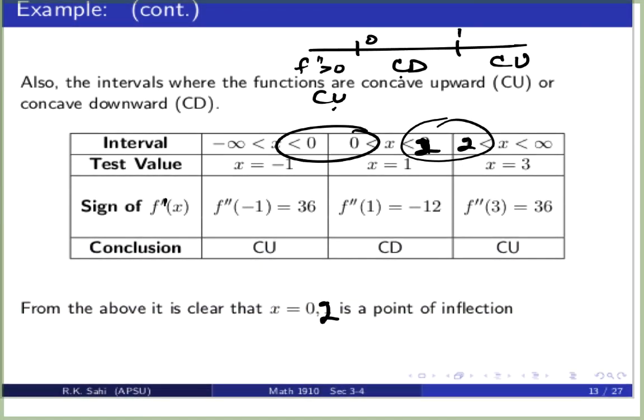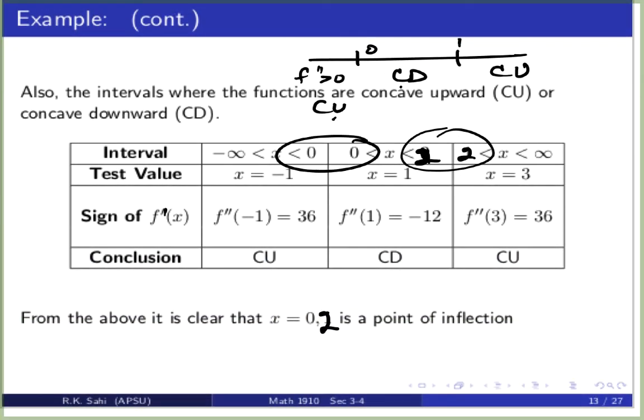Okay. So, glad I found this mistake. Let me correct it here too. So remember, it is 0 and 2. I was saying 0 and 2, and I just made a mistake. My fault. Okay, I will make these changes when I put the notes online for you guys.